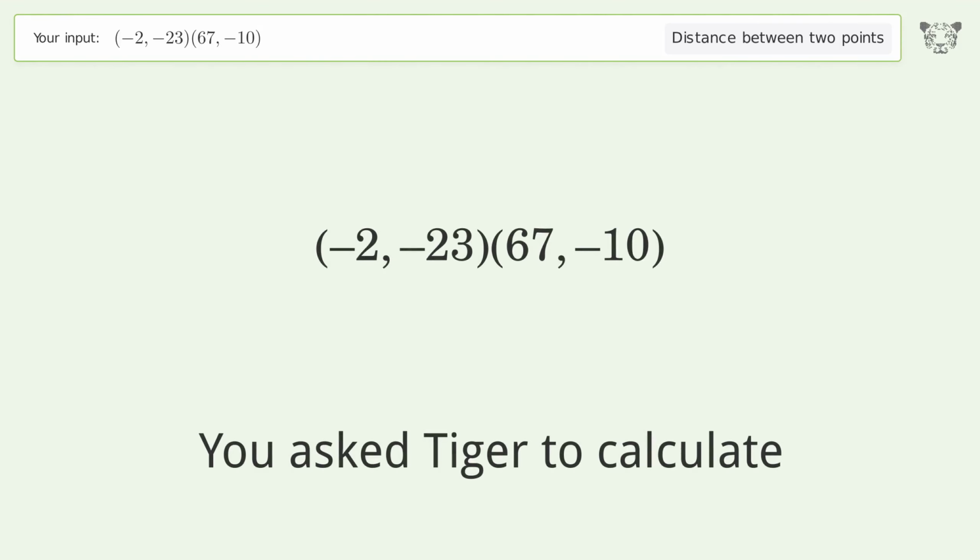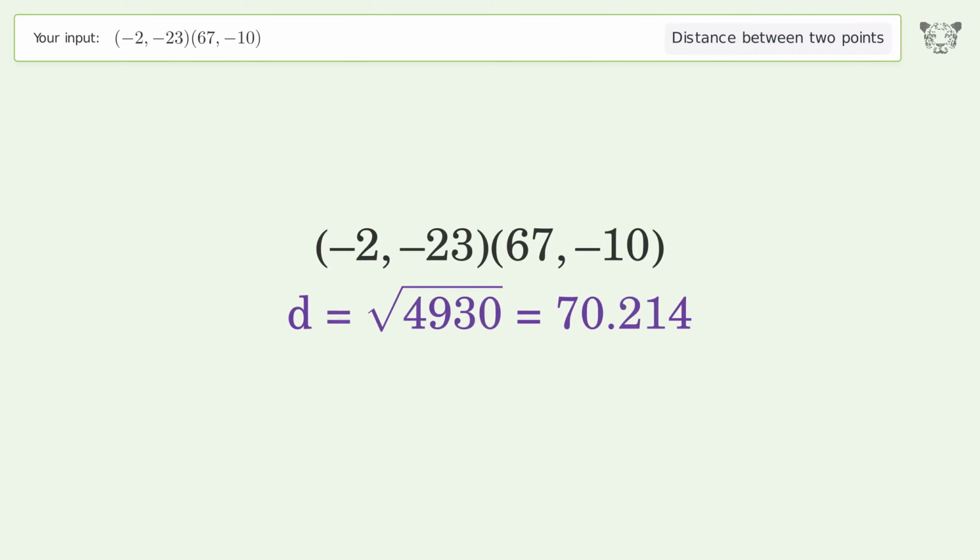You ask Tiger to calculate. This deals with the distance between 2 points. The distance between the 2 points is the square root of 4,930, or 70.214.